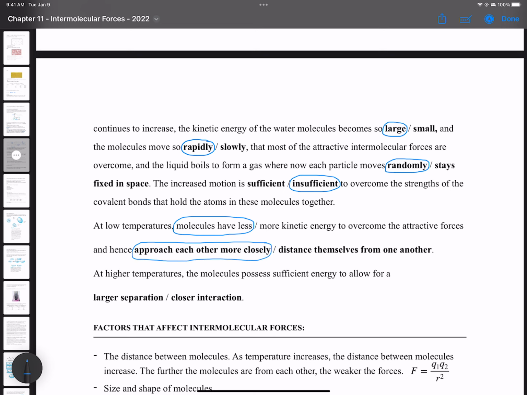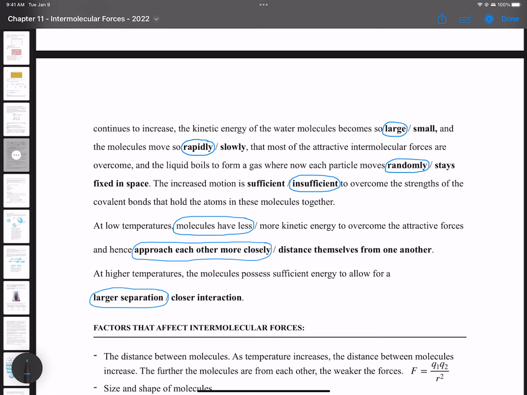Okay? So then at higher temperatures, the molecules possess sufficient kinetic energy to allow for separation or closer interaction. And in this case, they will have larger separation, as we saw for the gas molecules. Okay? All right, hopefully that was all right.